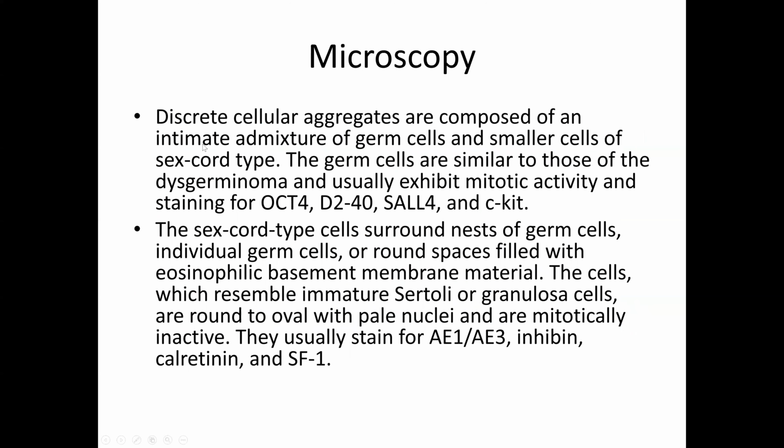Microscopically, we'll usually see some discrete aggregates composed of an admixture of germ cells and small cells of the sex cord type. Germ cells tend to be similar to those that we see in Dysgerminoma and have the staining characteristics that we would associate with that, whereas the sex cord type cells will be surrounding these lesions and stain differently, usually with the sex cord stromal markers like inhibin, calretinin, but may also stain with AE1 or AE3.